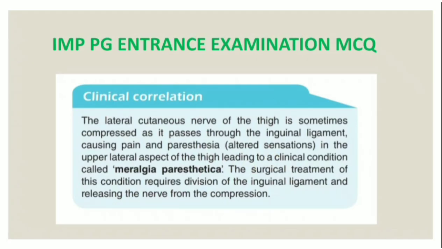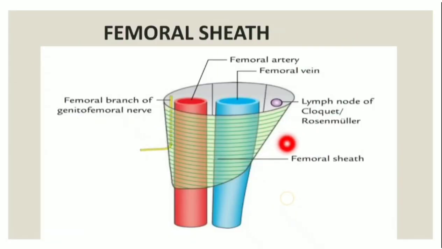So now I'm going to discuss the femoral sheath. This is a very important short note from the university point of view. What is the femoral sheath? These vessels are all the same vessels. They are present in the abdomen also. The femoral artery in the abdomen is called the external iliac artery. Once it enters the lower limb, it is called the femoral artery.